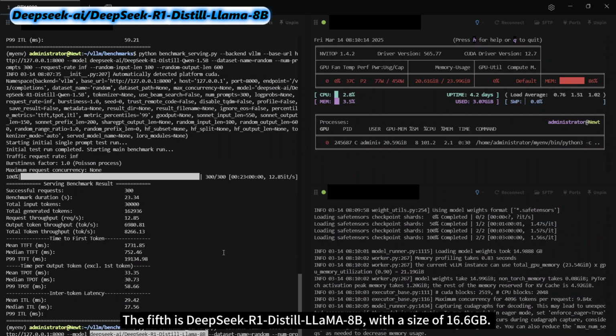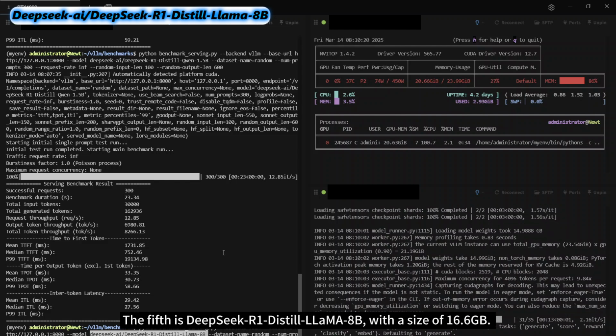The fifth is Deepseek R1 distill Llama 8 billion, with a size of 16.6 gigabytes.